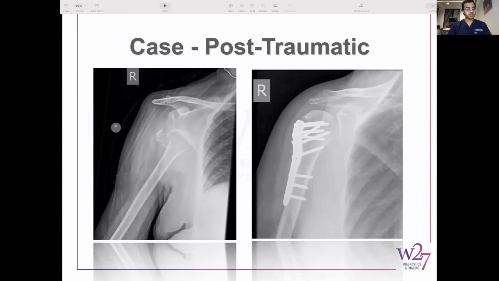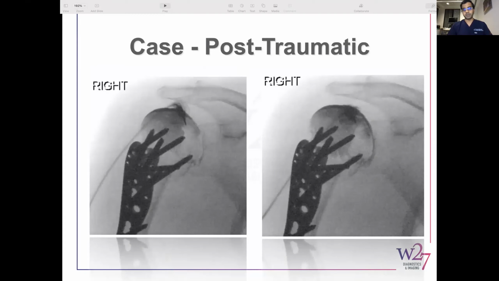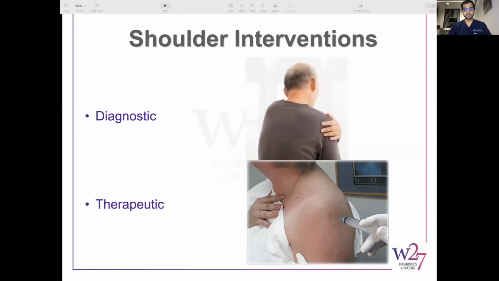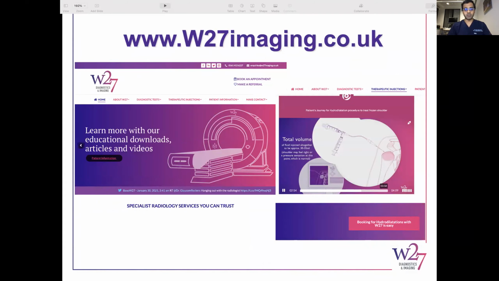You can do it in the context of post-trauma. Here's a patient that had a humeral fracture that was plated subsequently and then developed frozen shoulder over the course of their convalescence. And here we've now considered injecting and performing a hydrodilatation where the joint capsule is actually really tight. There's very little distension at the inferior axillary pouch. So this patient did really well after the procedure. And that's all I wanted to say from a diagnostic and therapeutic point of view.